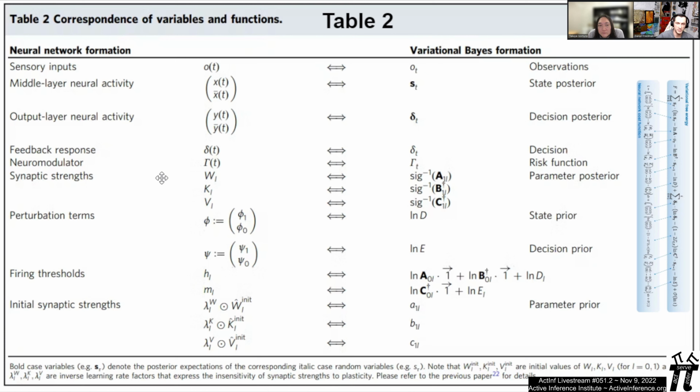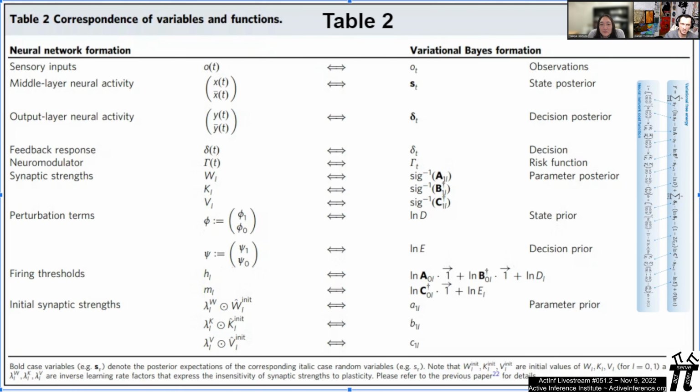Here in table 2, we have another set of correspondences. It's like a sideways figure 3, but a little bit more like a dictionary. Anything to add or any variables that we haven't really mentioned? What about the firing thresholds? Because these are common parameters in a neural model. However, we don't really hear about the interpretation of these constructs within the variational Bayes POMDP.